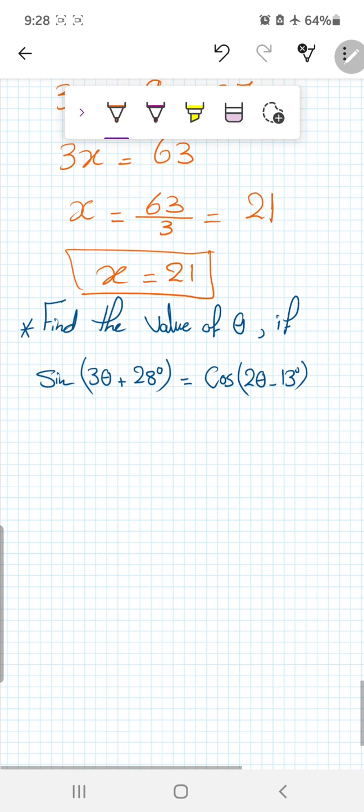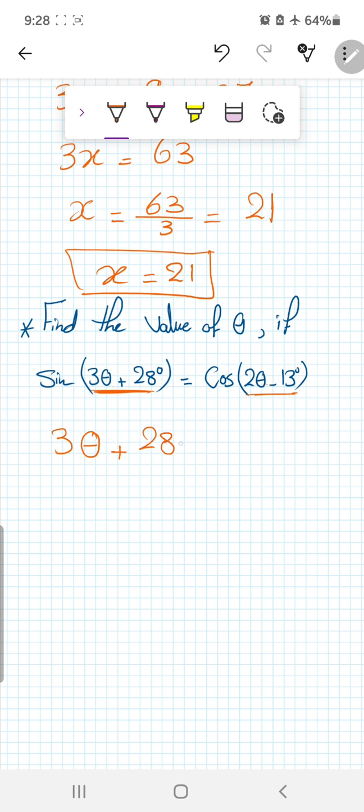Okay, another one: find the value of theta if sine of 3 theta plus 28 equals cosine of 2 theta minus 13. Like the previous, the sum of the two angles is 90. So we have 3 theta plus 28 plus 2 theta minus 13 equals 90. 3 theta and 2 theta make 5 theta. Here 28 minus 13 is plus 15, equals 90. Move 15 to the other side by negative.